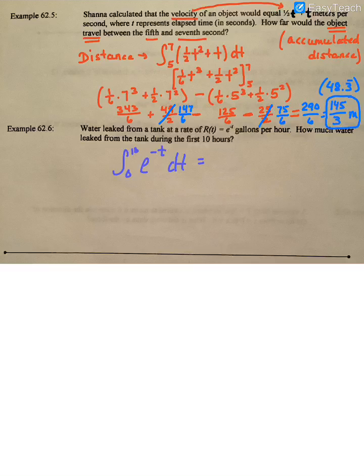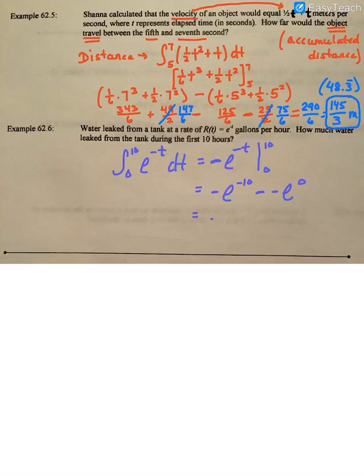The integral of e to the negative t. Well, the derivative of e to any power is always e to the said power. But if you think about what do we have to compensate for, the derivative of negative t would be negative 1. And to compensate for a negative, we use another negative. So we're doing negative e to the negative t evaluated from 0 to 10. Substitute in your values. So negative e to the negative 10th minus negative e to the 0.